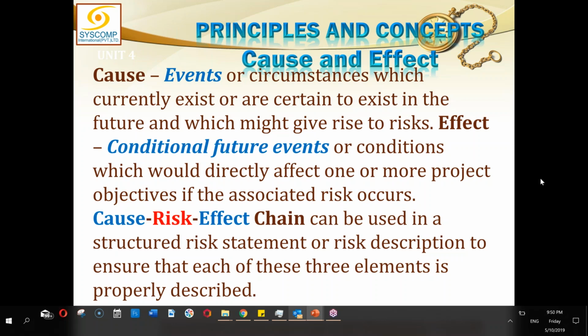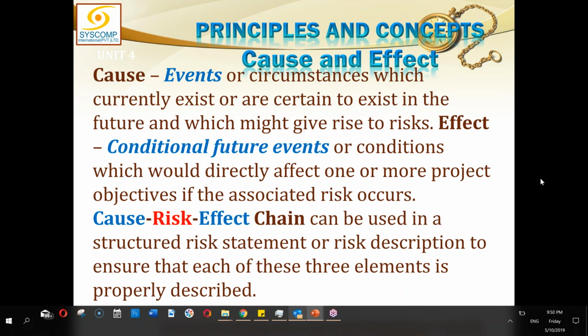So the risk which I talked about, if I were to put it in a cause, risk, effect chain, that would be because of poor estimation at the time of signing of contract. Now there's a risk that the contractor might leave the project in the middle, which will result in non-completion of the project in this time frame, which was agreed at the beginning.